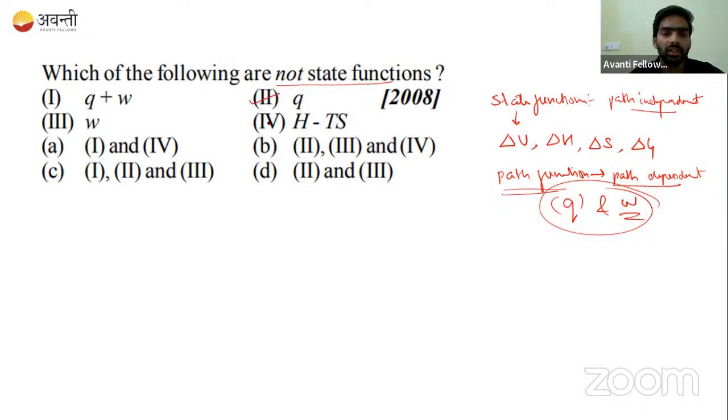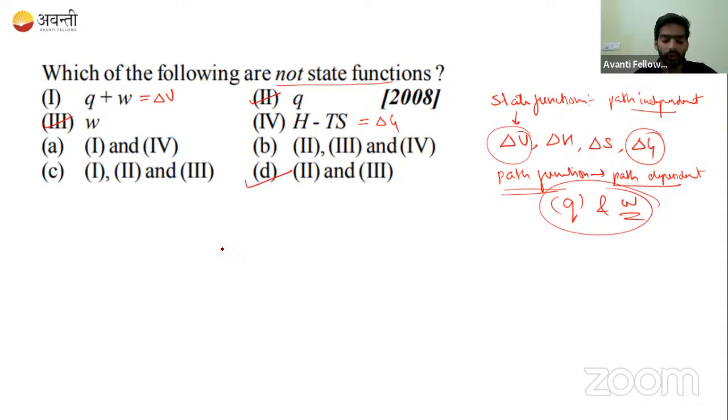See, so this is our correct Q. This is also correct. Is this correct for H minus Ts? This is delta G, right? So delta G is our what? State function. And then Q plus W is nothing but the change in energy. Change in energy is also our what, state function? So not a state function is 2 and 3. So which is the answer? Our correct answer is D, right?